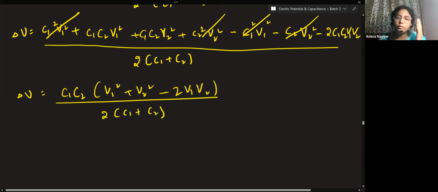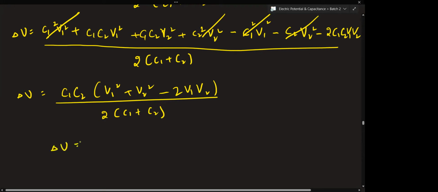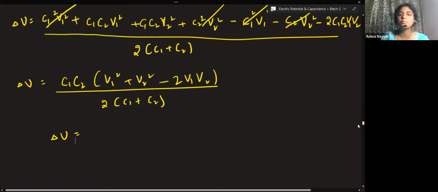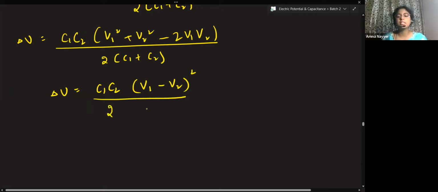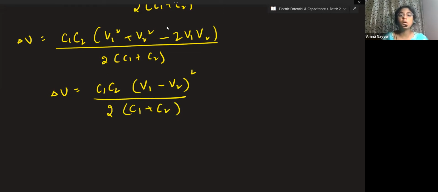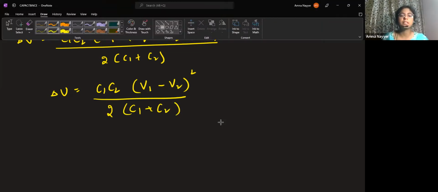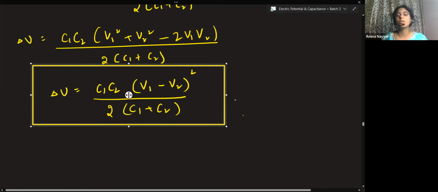Are you able to see any identity in this? Yes, ma'am. Which one, Krishna? V1 minus V2 the whole square. The algebraic identity, this will be (V1 minus V2) whole square. That's how you write the identities, divided by 2 times (C1 plus C2). This is your complete loss in the energy.